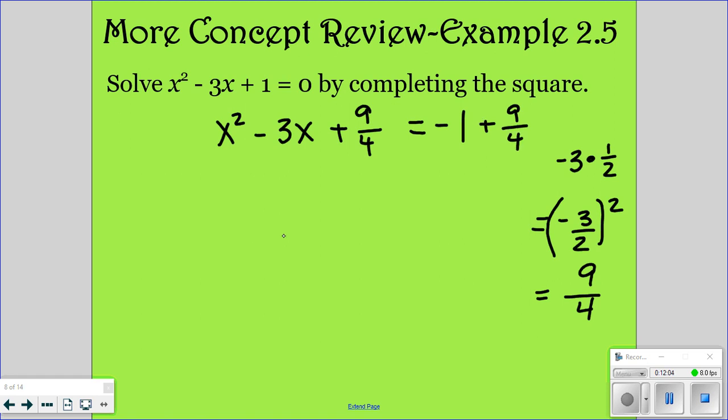From there, you're going to factor the left side. It is always going to factor in this form because we were completing the square. We were making it so that it factors in that form. The number that is going to go here is always this number times the 1/2, which is going to be right here, negative 3 over 2.